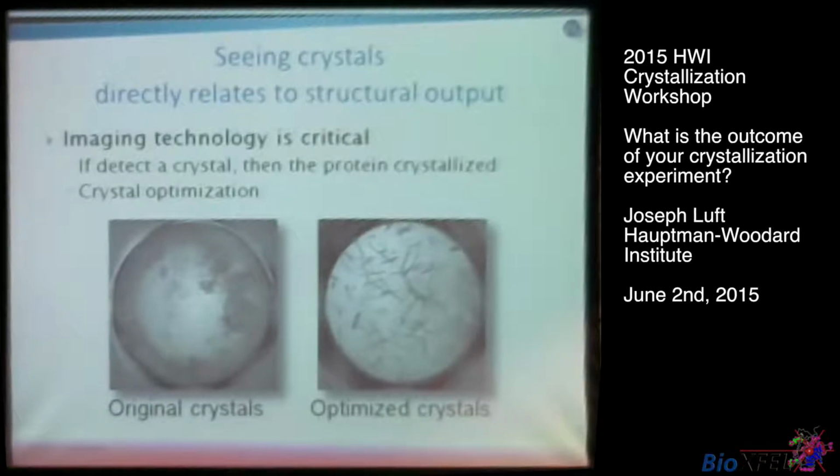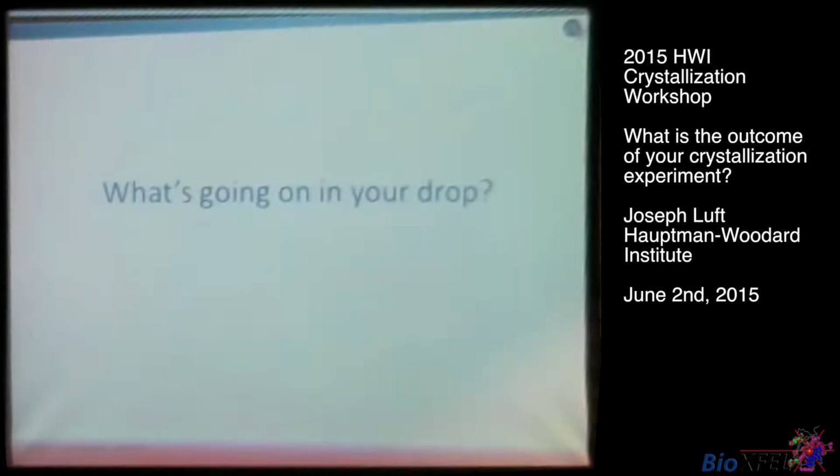So, and just a few more examples. These are the original crystals, and these are the optimized crystals. So this isn't an outcome that typically we would have tried to optimize, but SONICC showed that it actually was crystalline, and we could optimize to produce large crystals.